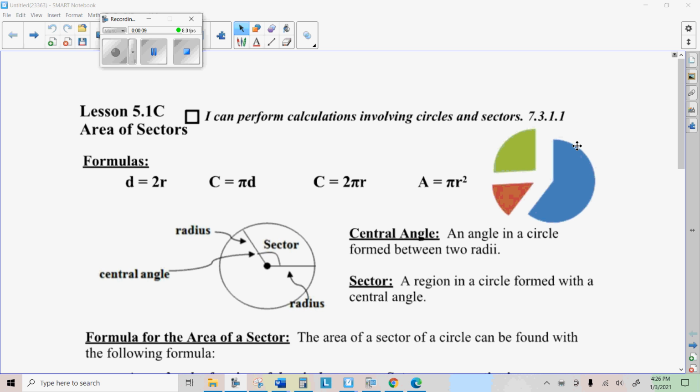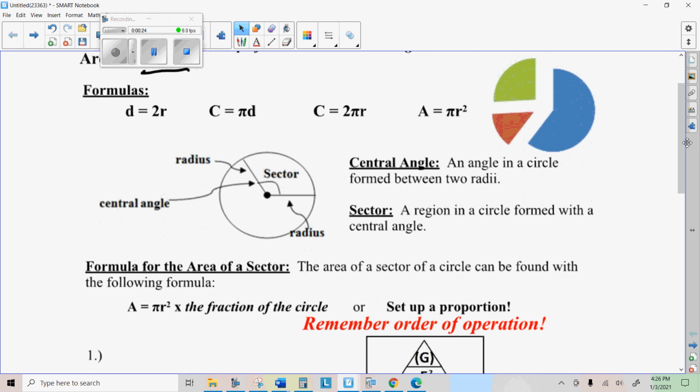We're going to figure out how to find the area of just part of a circle, which we call a sector. A sector is just a section or a fraction of the total area of the circle. A couple new terms here: the central angle is an angle in a circle formed between two radii. So that would be this.